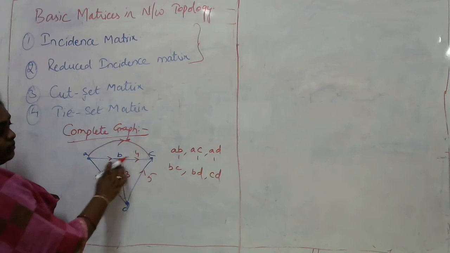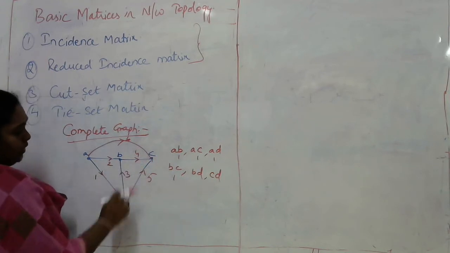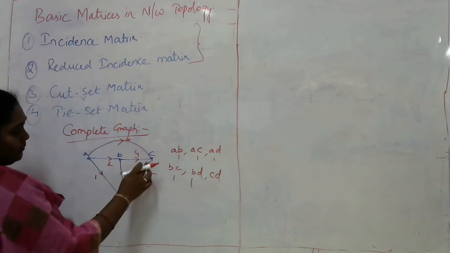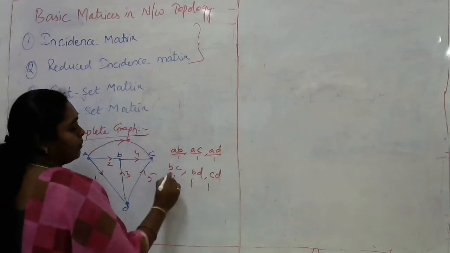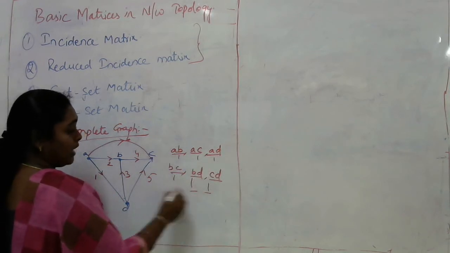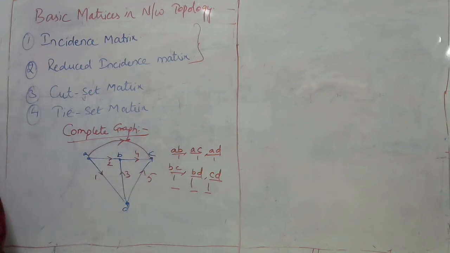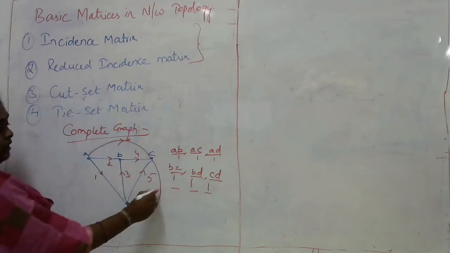So in between B and C, how many branches are there? One branch. Similarly, in between B and D, one branch. In between C and D, one branch. So if each and every node pair is having only one branch, then such a graph is called as a complete graph.